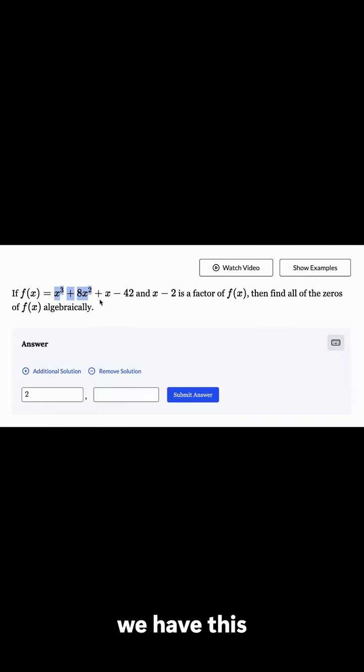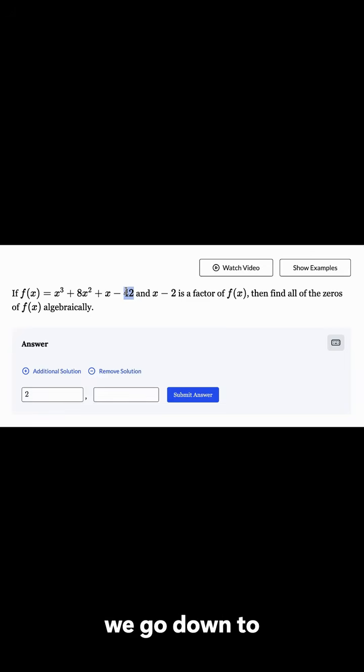All right, and now we have this big equation, x cubed plus 8x squared plus x minus 42. So first we're going to use the rational root theorem and look at the constants and figure out what could be the factors of this. So it would be plus minus 1, plus minus 2, plus minus 3, plus minus 6, plus minus 7, plus minus 6, that one's an easy one.